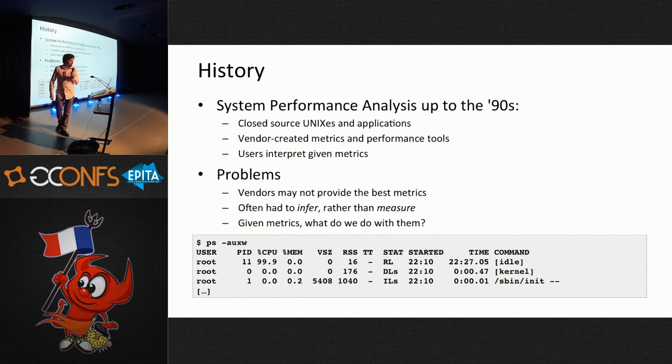Now, some problems: the vendor may not provide the best metrics. Quite often, customers are running workloads that they haven't really tested themselves and they haven't really thought about in detail. There are blind spots, and so we had to infer rather than measure. I used to do performance in this era when I first started, and you could be quite successful if you could read the tea leaves from the output of vmstat and mpstat and ps and various tools, and figure out what the kernel was doing, even though the tools never said that.